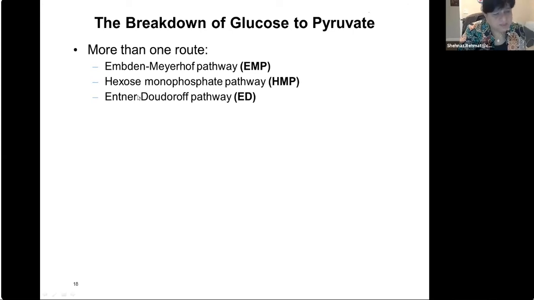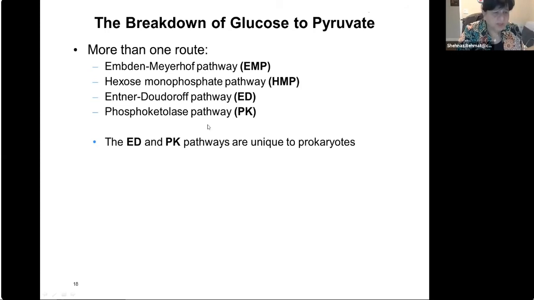We have two new ones that will be introduced to you because these two are not found in eukaryotic cells. The Entner-Doudoroff pathway, abbreviated as the ED pathway, and another new one which is only operative in some bacteria, the phosphoketolase pathway. We call it the PK pathway. So these two we will study first in detail, and then we will see how these vary from the main ones and how different they are. As I said, ED and PK, the last two pathways, are unique to prokaryotes. They are not found in eukaryotes.